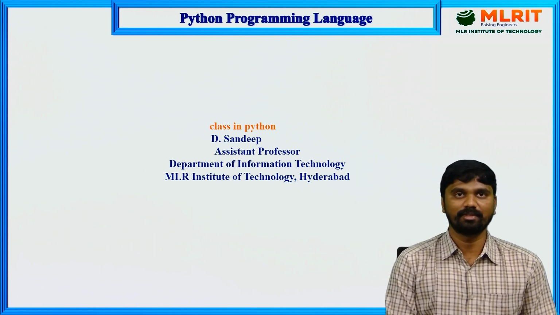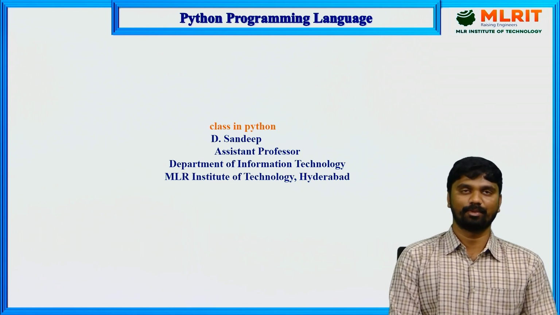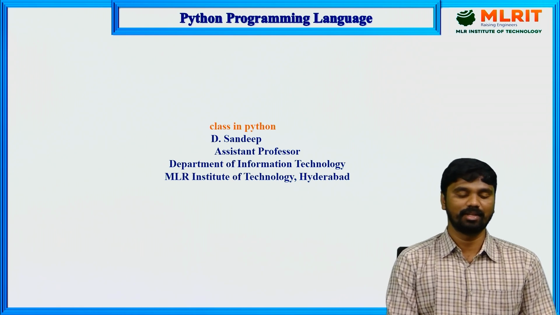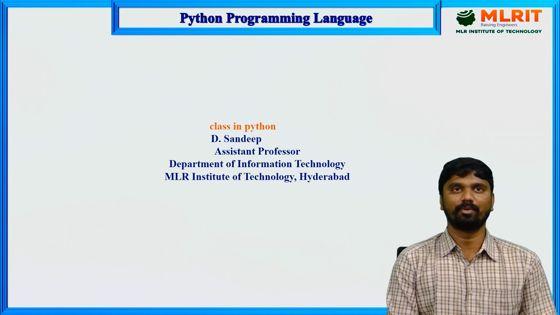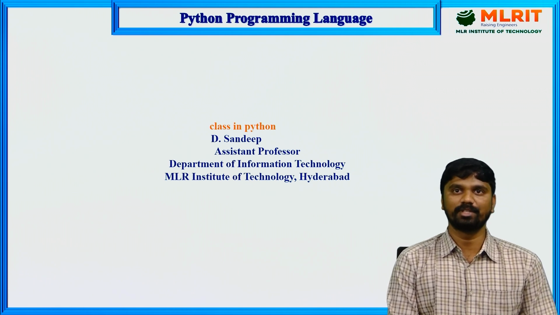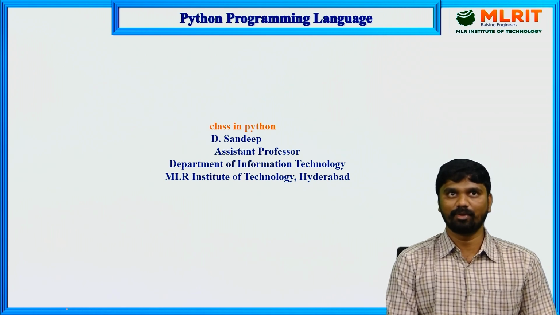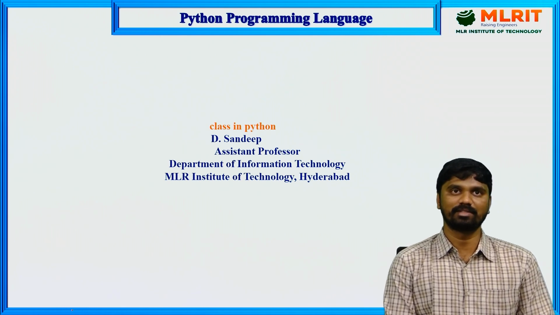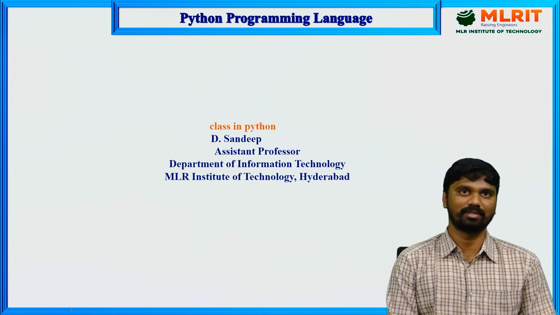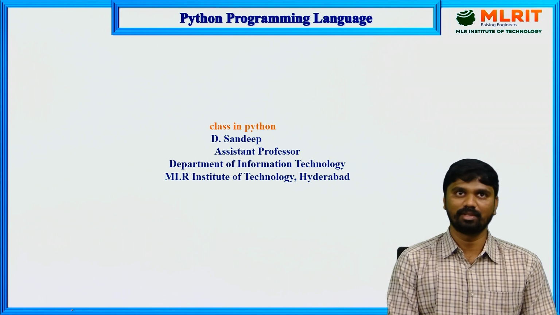In the previous class, we discussed what OOPS concepts are and what a procedure-oriented programming language is. We have mainly two types of programming languages: procedure-oriented and object-oriented. In a procedure-oriented programming language, a task is divided into subtasks, and those subtasks are considered as functions, routines, subroutines, procedures.